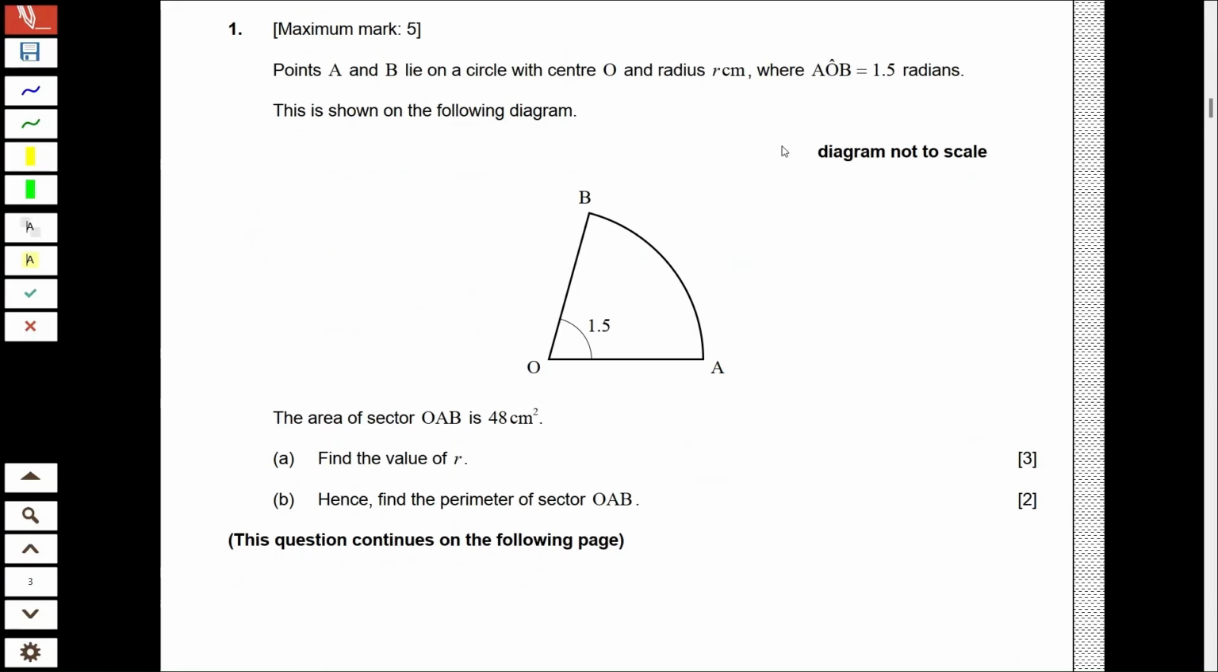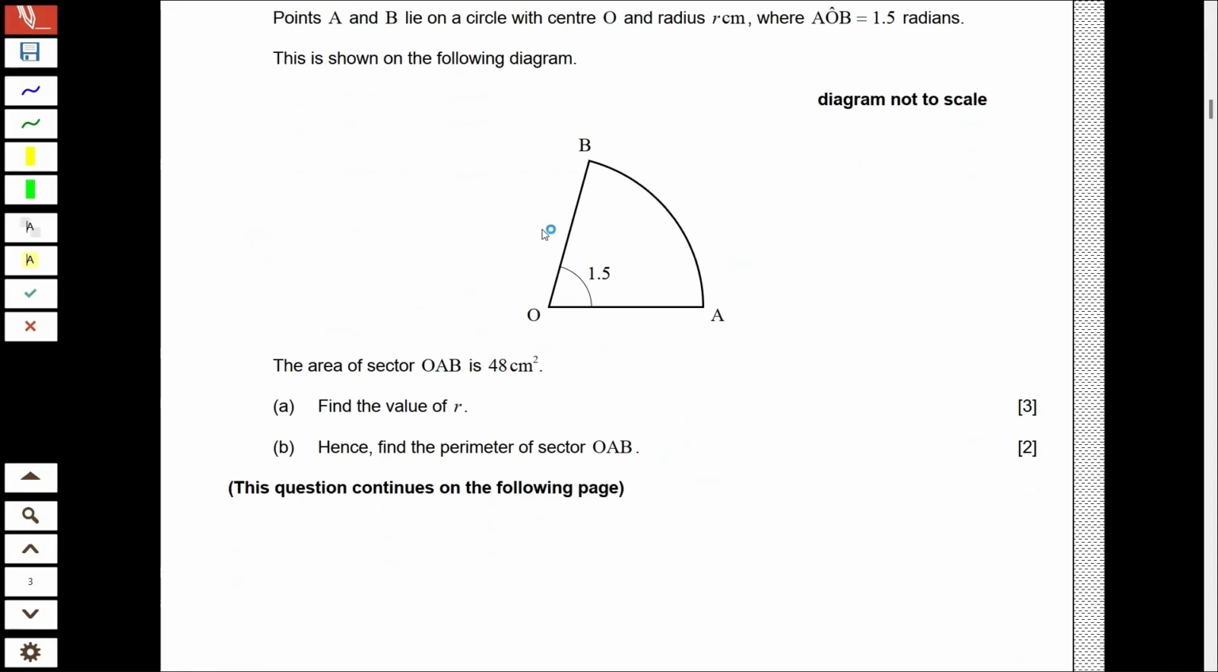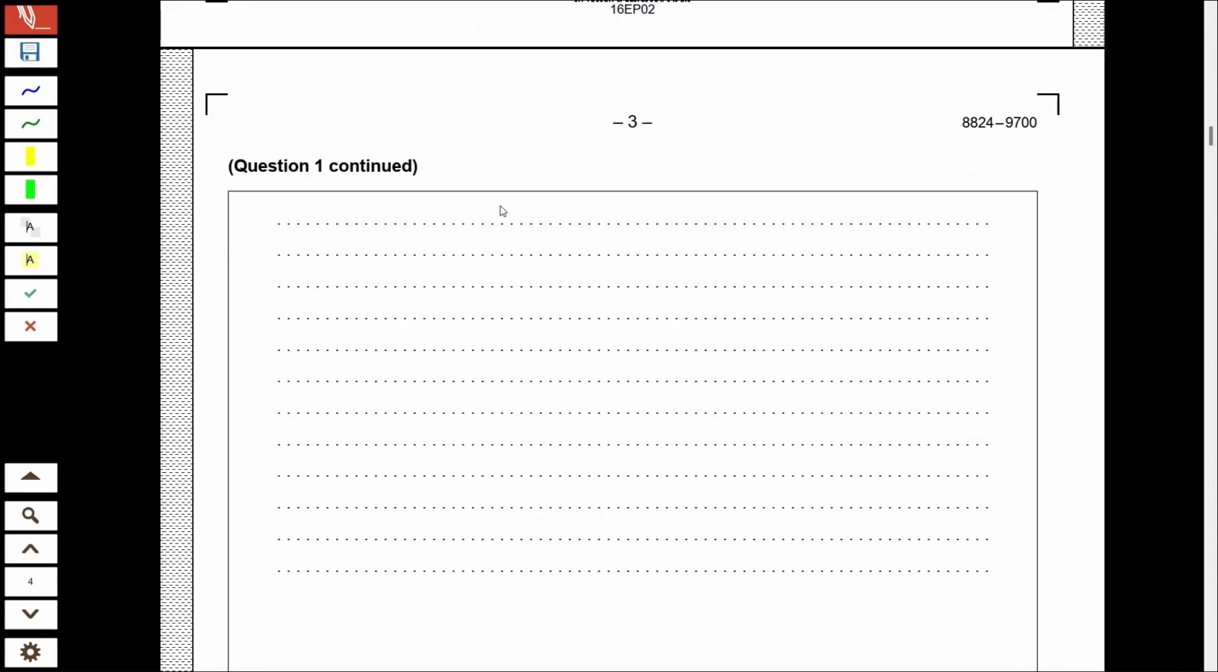Question 1. Points A and B lie on a circle with center O and radius R, where angle AOB equals 1.5 radians. This is shown on the following diagram. The area of sector OAB is 48 centimeters squared. Find the value of R. You're not allowed to write here, so I will use the next page.